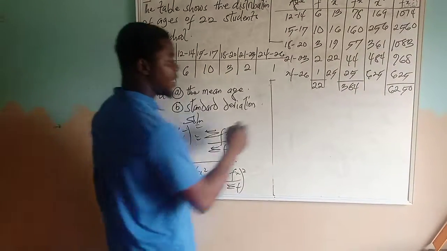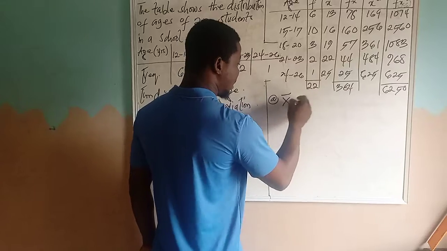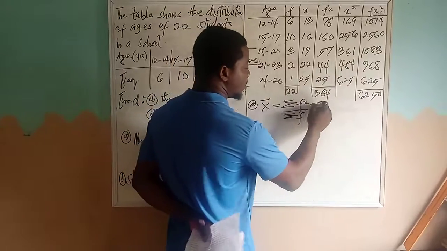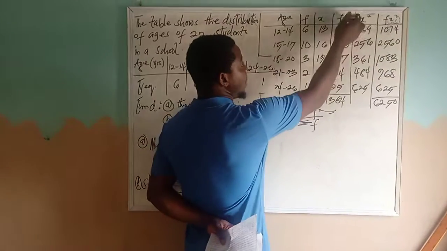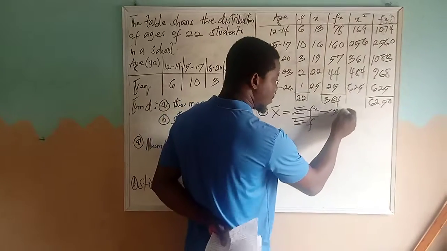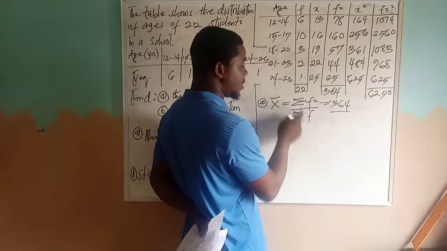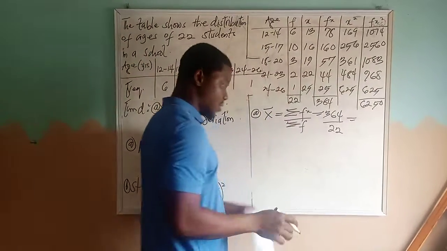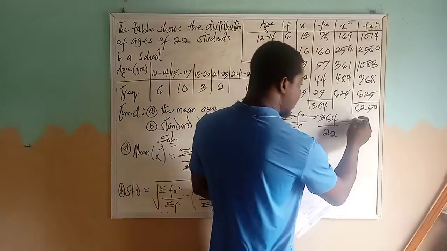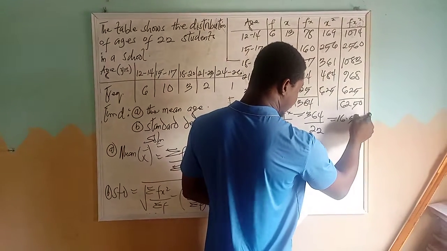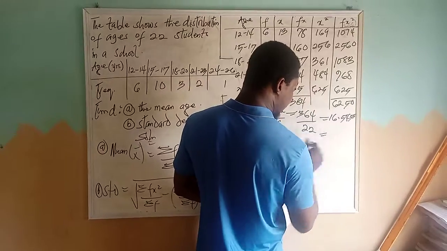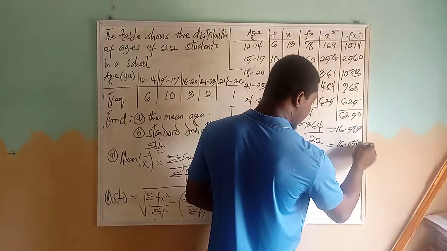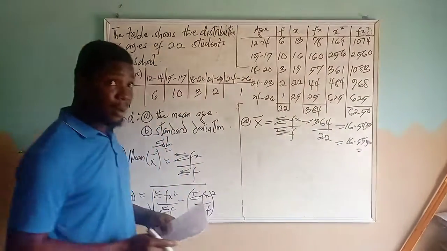How do we do that? I already gave you a formula for mean, which is x bar equals summation fx over summation f, which implies that this is equal to, this is fx, and if you add it, it gives you 364. Then you divide it by summation f, which is 22. So from here, when you divide these two, I think you should have something like 16.5455, which in turn gives us 16.55 to 2 decimal places. So that becomes our mean age.